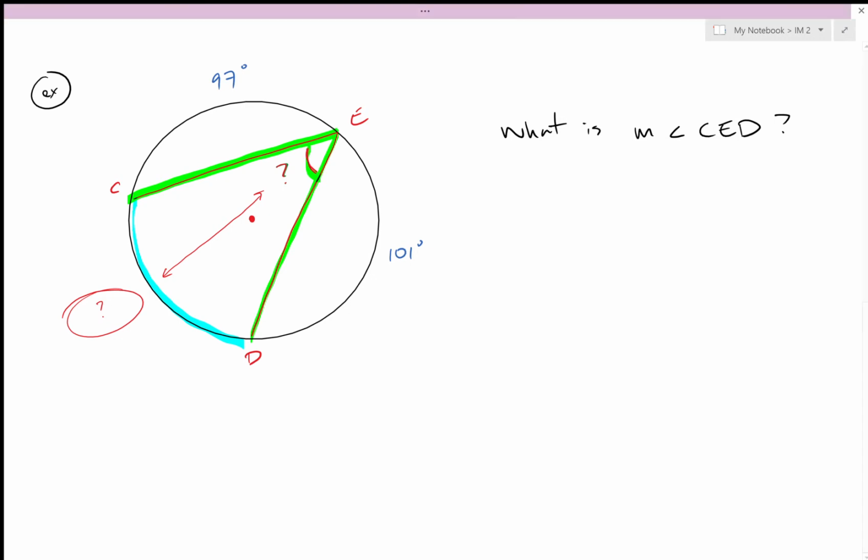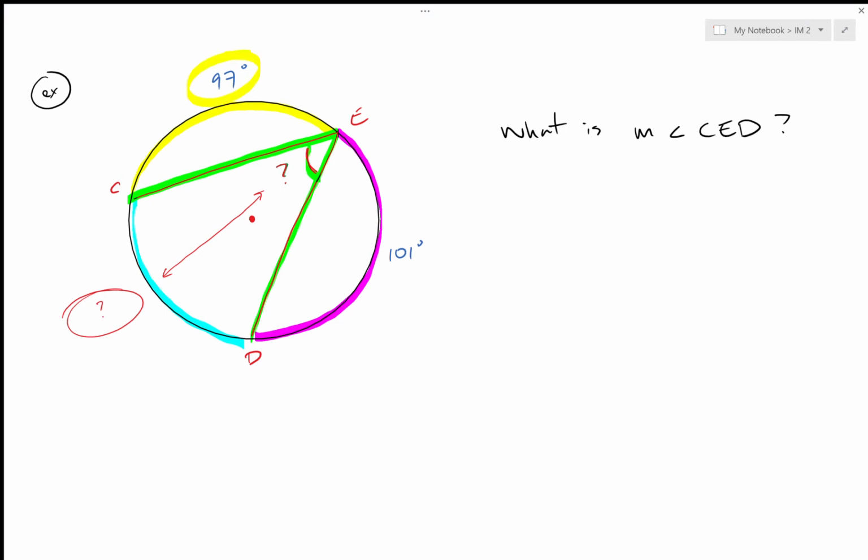But let's look all the way around this circle. Let's see what we do have. I have a 97, and that represents from C to E. I also have a 101, and that represents from E to D. And you see now I've colored all of the outside circle. The 97 is that piece, the 101 is this piece, and then I don't know what this blue piece is down here. But it's made up of 3 pieces.